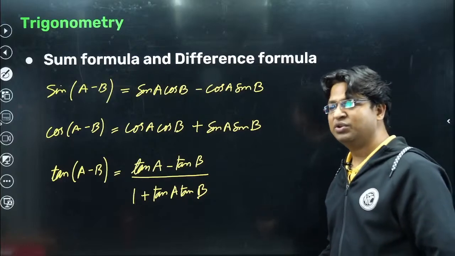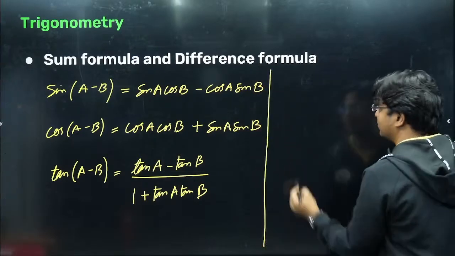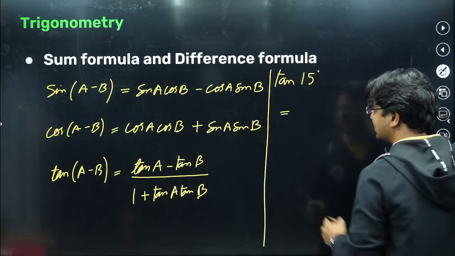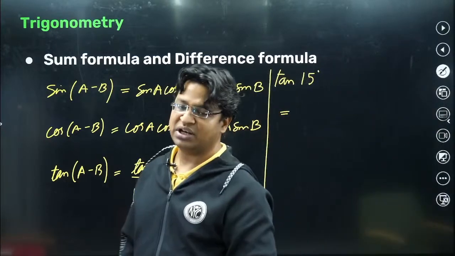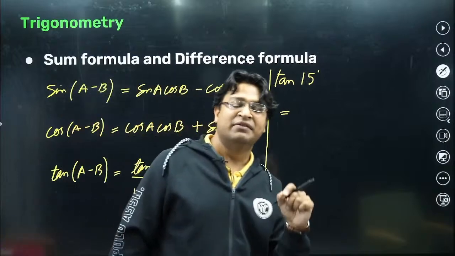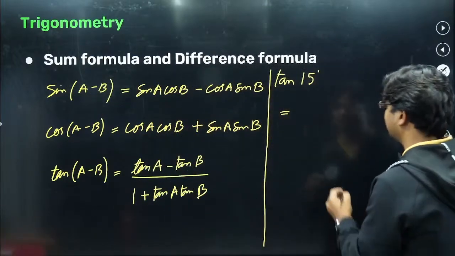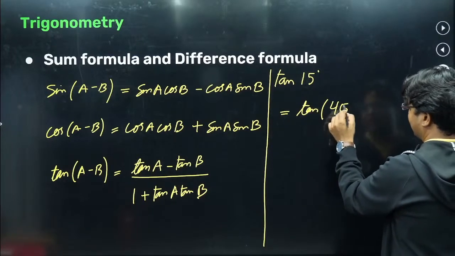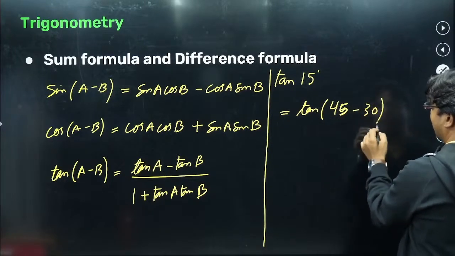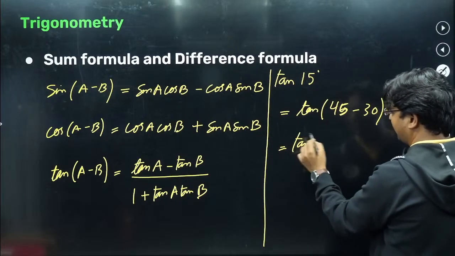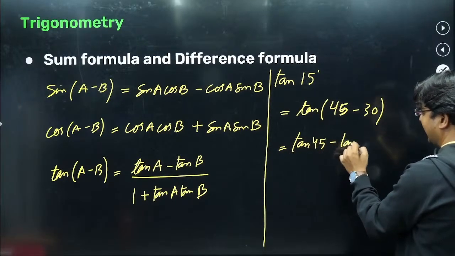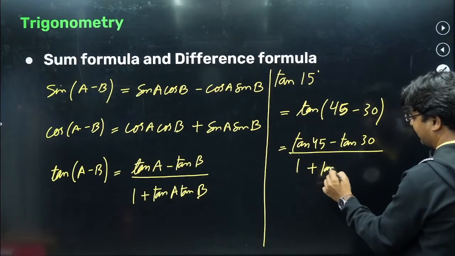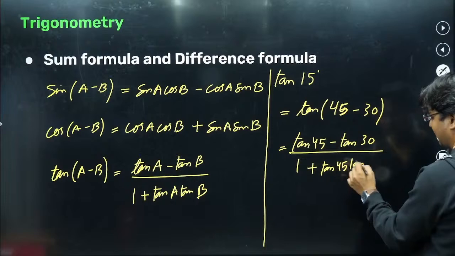Again, how can we use them? Suppose I ask you to find the value of tan of 15 degrees. Now notice that 15 is not amongst the list of our common angles, but we can write 15 using 45 and 30 degrees. So tan of 45 minus 30 will help us. This will become tan 45 minus tan 30 divided by 1 plus tan 45 into tan 30.